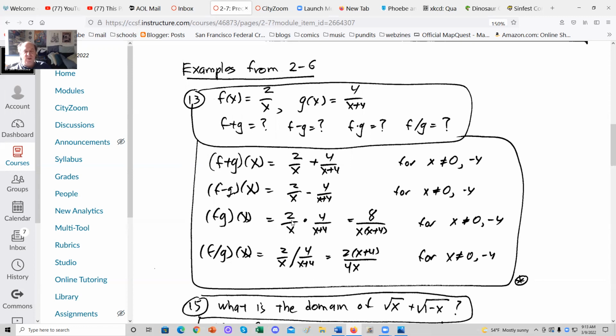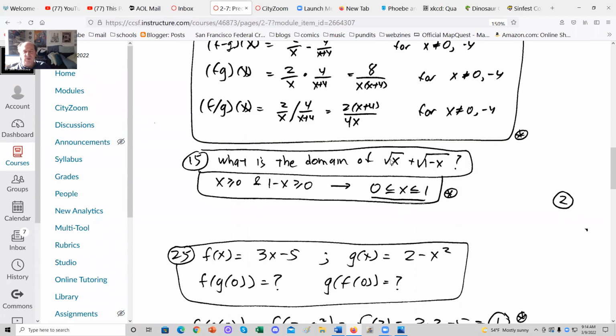f times g of x is 2 over x times 4 over x plus 4. We can simplify that a little bit as 8 over x times x plus 4. So there we go, x not equal to 0 or negative 4. And finally, f over g of x is 2 over x divided by 4 over x plus 4. If you flip this quotient in the denominator and multiply across, you get 2 times x plus 4 over 4x. You could simplify that further by canceling the 2's and get x plus 4 over 2x. And again, this is defined for x not equal to 0 or negative 4.